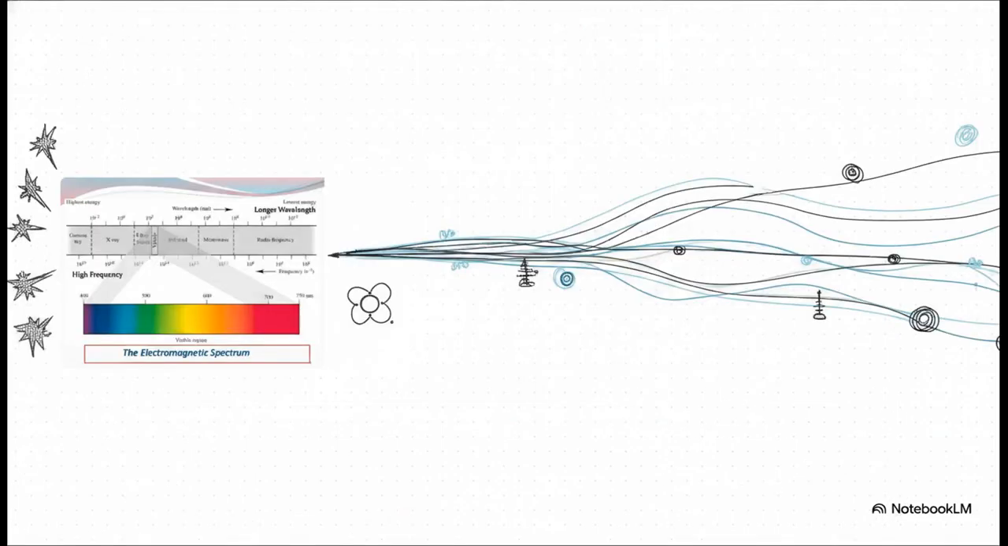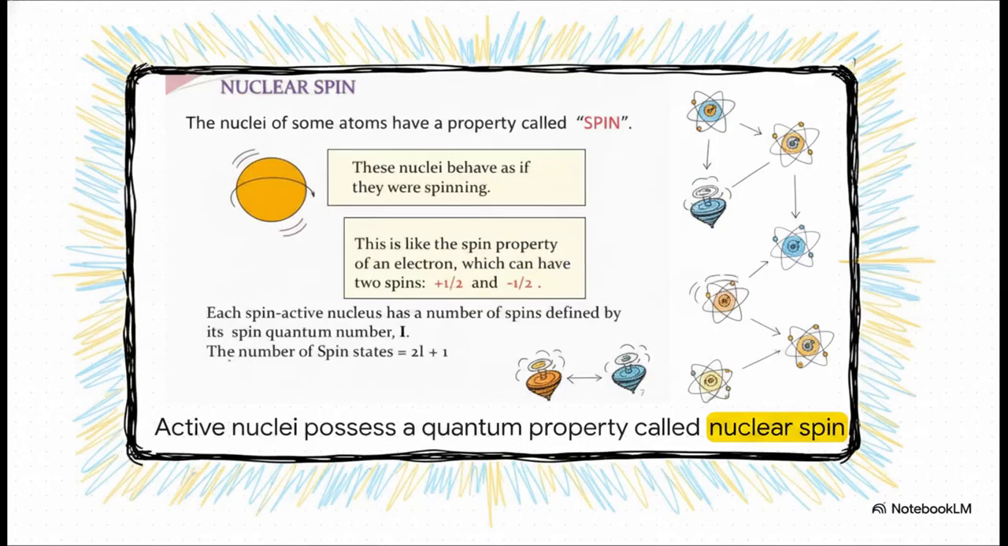Notice exactly where this happens on the electromagnetic spectrum. It's way, way off to the right. The radio frequency energy we're using here is actually tiny compared to high-energy waves like X-rays or gamma rays. It's got a much longer wavelength and a super low frequency. And because this radio frequency energy is so incredibly small, it doesn't just wildly vibrate or excite the whole atom. Instead, it perfectly affects the nucleus.